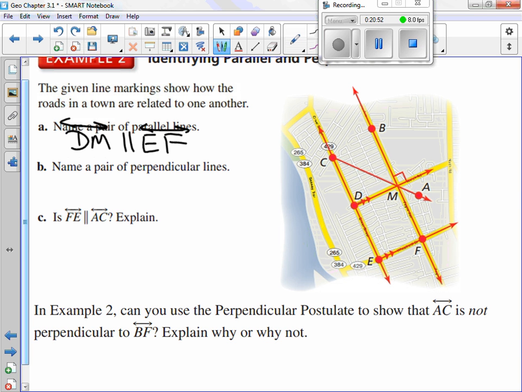Name a pair of perpendicular lines. So perpendicular lines would intersect at a right angle. So if we have a 90-degree marker, they would be perpendicular. Like CA, like BF. I would agree BF would be one of our perpendicular lines.